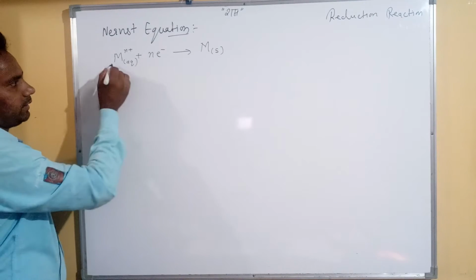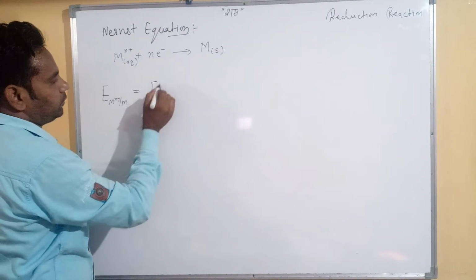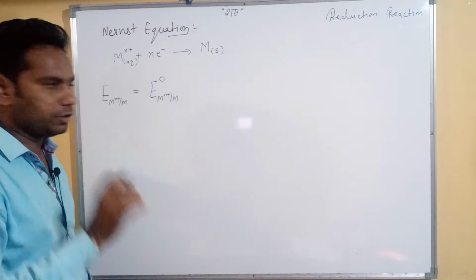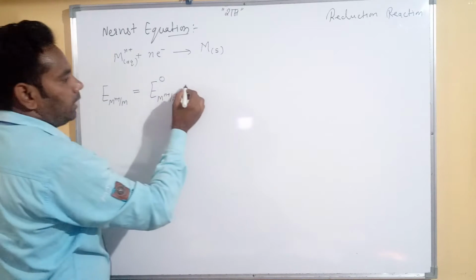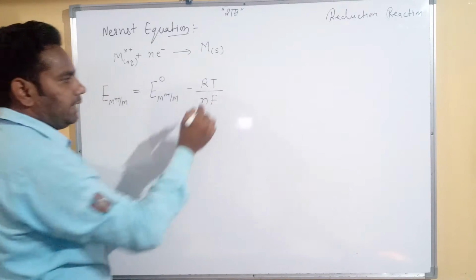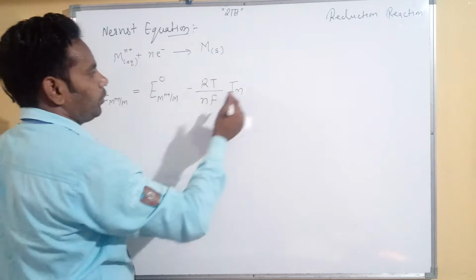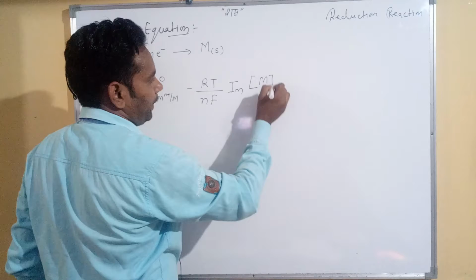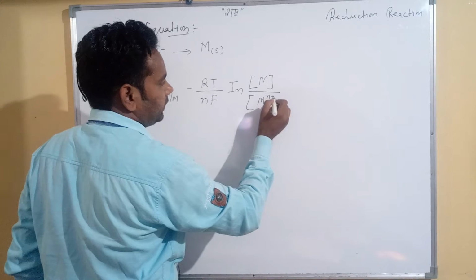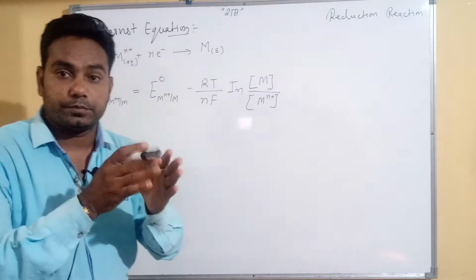E cell, meaning E electrode, M^n+ upon M is equal to E naught M^n+ upon M, which is the standard electrode potential for this electrode, minus RT upon nF ln of product concentration upon reactant concentration. The product concentration is the M concentration. For the reactant concentration, we show only M^n+ concentration, not the electrons.